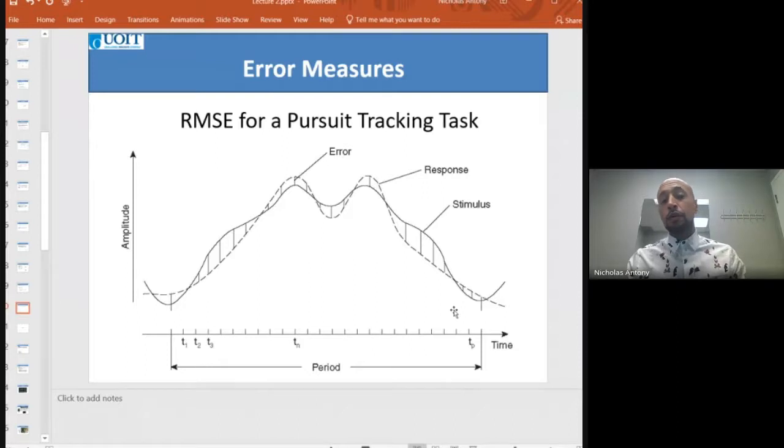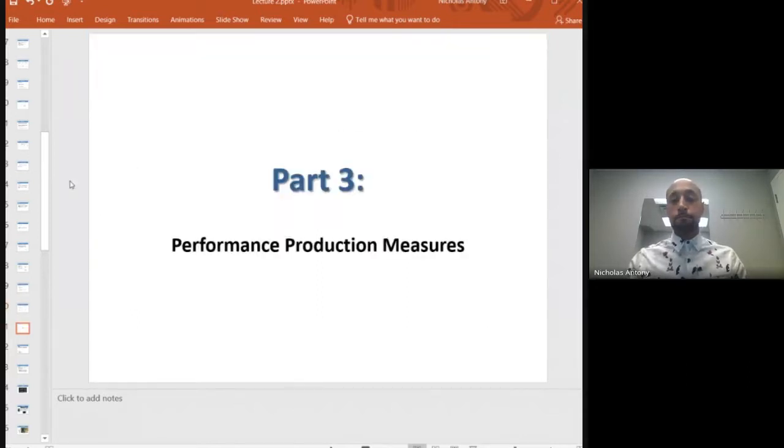It's a continuous skill. So when evaluating error, you just look at the integration, or the amount of error over time. They're just summing all of the space in between the lines. That's called root mean squared error. So it is an error measurement for a continuous skill or continuous task. Everyone good with that?